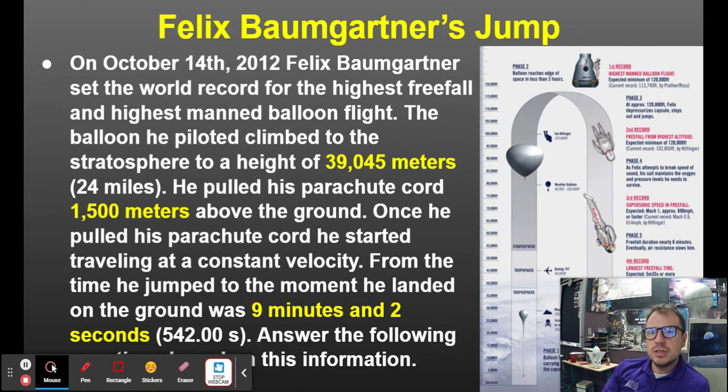On October 14, 2012, Felix Baumgartner set the world record for the highest free fall and highest manned balloon flight. The balloon he piloted climbed to the stratosphere to a height of 39,045 meters. So that's about 24 miles up. He pulled his parachute cord 1,500 meters above the ground. Once he pulled his parachute cord, he started traveling at a constant velocity. From the time he jumped to the moment he landed on the ground was 9 minutes and 2 seconds. That's 542 seconds. Answer the following questions.